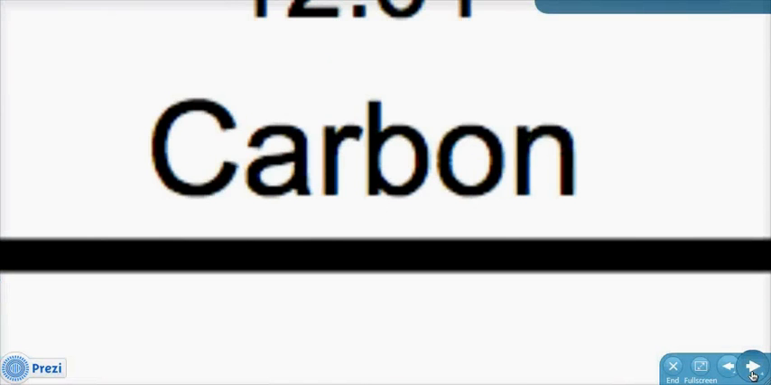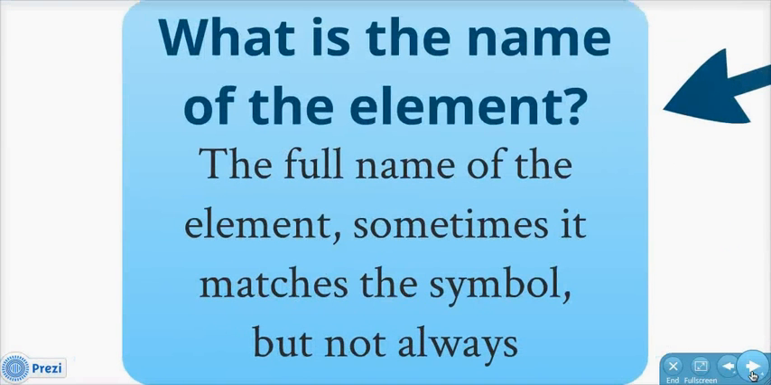Then we have the name of that element. Pretty basic. It's the full name of the element. Most of the time it will match the symbol, but not always. This is because back when the symbols were created, it was written all in Latin. And now the English translations of it do not always match up with the symbols, which are universal.